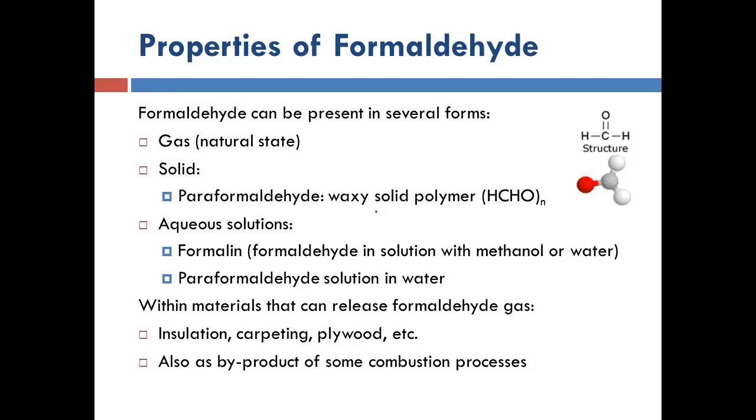We can also find formaldehyde in a lot of different kinds of materials. So insulation, carpeting, plywood, byproducts of combustion processes. What's happening primarily there, especially in those first cases, those are all polymers usually. So if you're looking at fiberglass insulation or carpeting, there's usually a polymeric quality to them in terms of how they're made. And formaldehyde is one of the byproducts of that processing.